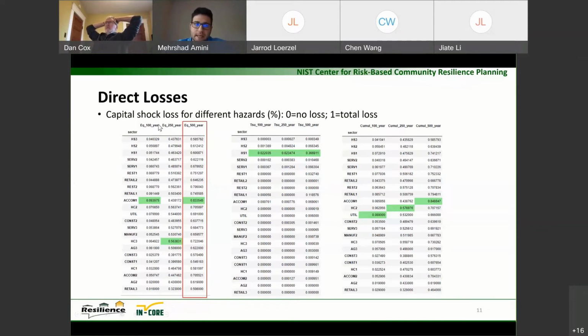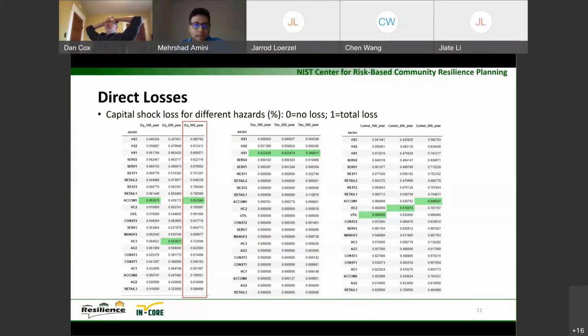By the way, this is the capital shock loss, which is 1 minus functionality, where 0 is no loss to the sectors and 1 shows the total loss. One interesting thing that we came up with in the research is, for example, for the 500-year earthquake, in most of the sectors we lost 55 or 60% of the sector during that extreme event. And for any return interval above 500, for example 1000, I think it goes to maybe 80% of the loss for each sector.